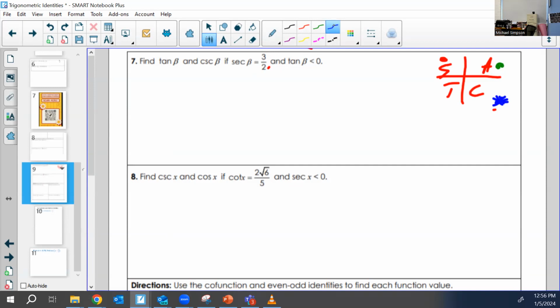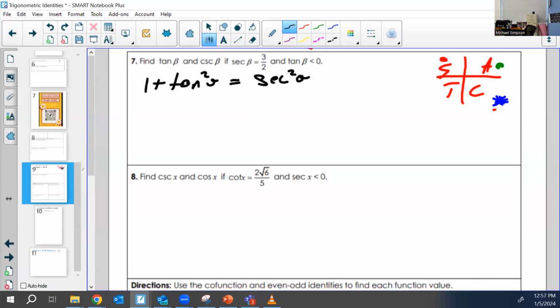Now we're going to figure out which identity I'm going to use. I'm given secant. I don't want to find tangent. So which identity am I going to use? Come on, guys. Exactly. I'm going to use 1 plus tan squared theta equals secant squared theta. That's the identity I'm going to use.